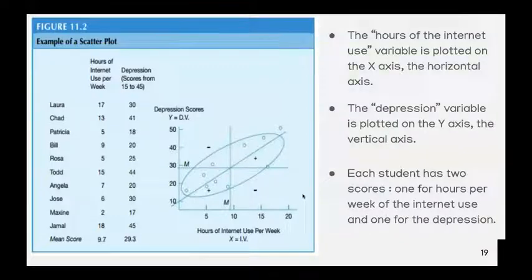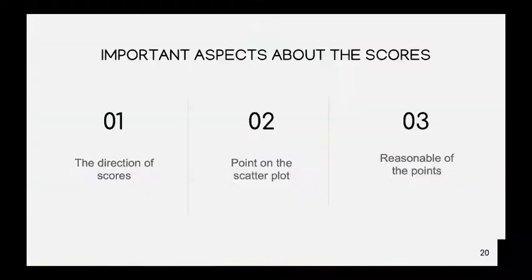A mark or point on the graph indicates the score of each individual on depression and hours of internet use each week. So there will be 10 points on the graph, one point for each participant in the study.